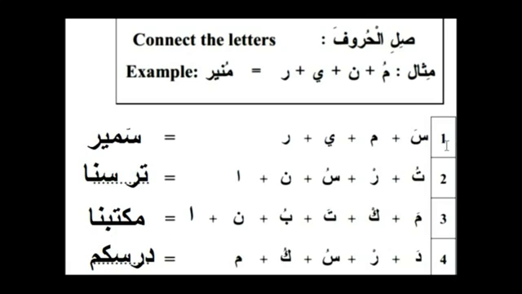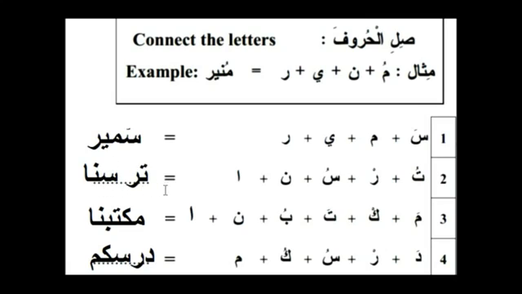So the first word was Samir. The sin should connect to the meem, because the sin is a connector. The meem should connect to the ya, and that's the ya's connecting form, connecting to the ra, with the fatha on top of the sin. Because the ya is a connector, it should connect to the ra. The meem is a connector, it should have connected to the ya, and the sin is a connector, it should have connected to the meem. Samir, you should have read it and written it properly, following the rules of the connecting and non-connecting letters.